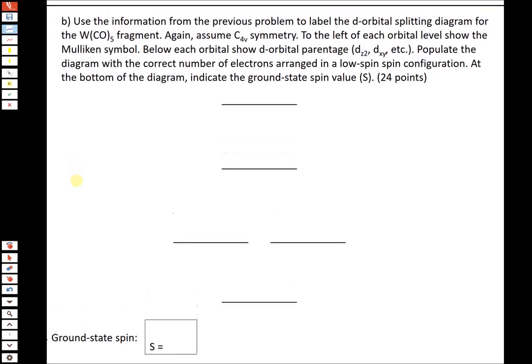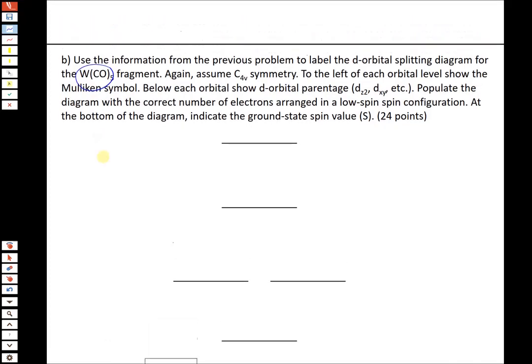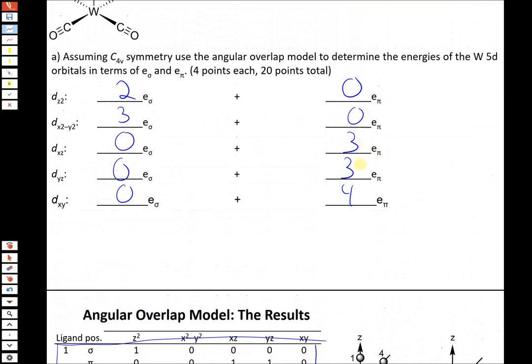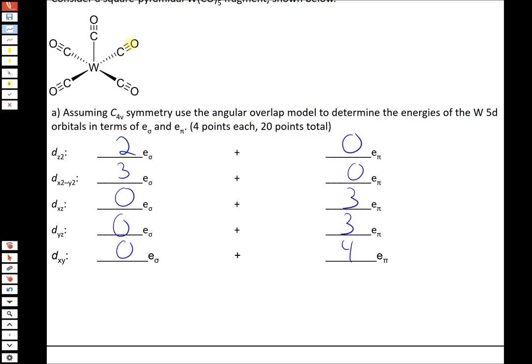So this is going to be WCO5. The first thing we do is, if we look back at the angular overlap model, we know that the ones with E pi are going to be lower energy. E pi is smaller than E sigma. Moreover, these are pi acceptor ligands. CO is a pi acceptor, so E pi is actually a negative number in this case.